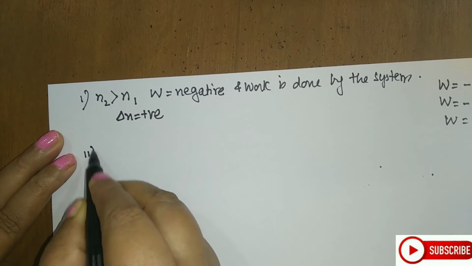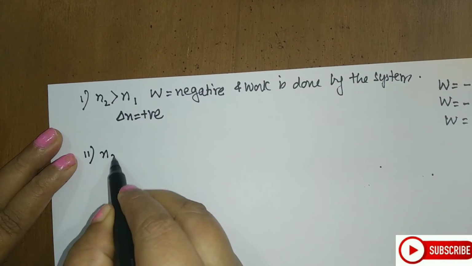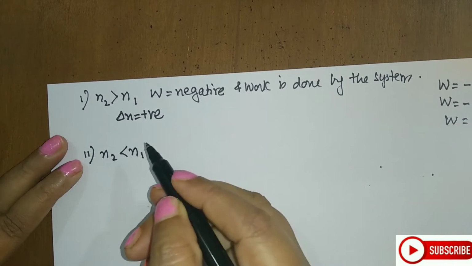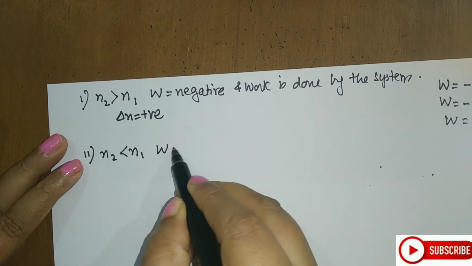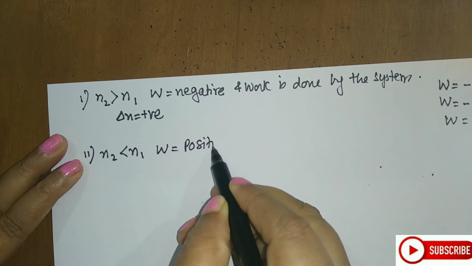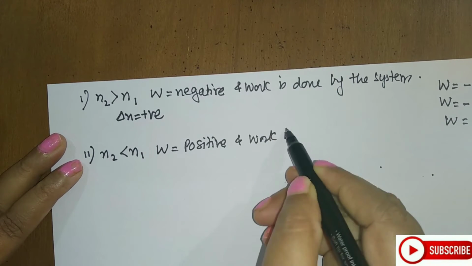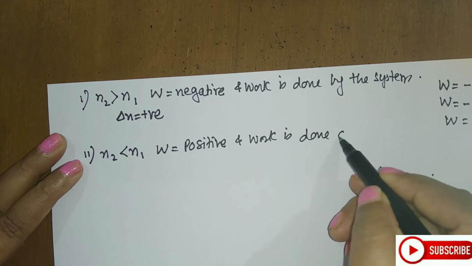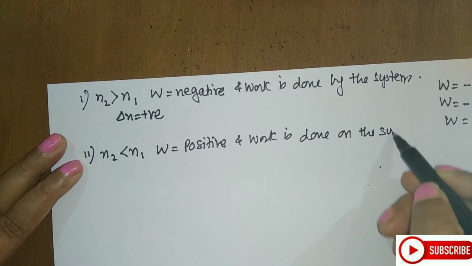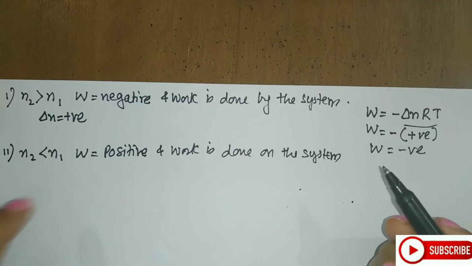Let us see the second one. That is, if N2 is less than N1, then W will be positive and work is done on the system by the surrounding. So let us try this also.